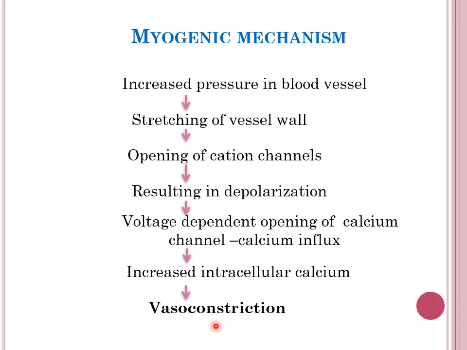Now you have studied this mechanism in the mechanism of muscle contraction. Influx of calcium in the cardiac muscle cell will cause its contraction. So this increased pressure ultimately will lead to vasoconstriction. That means because of increased pressure, there is increased blood flow, but by this vasoconstriction, the increased blood flow will come to normal.